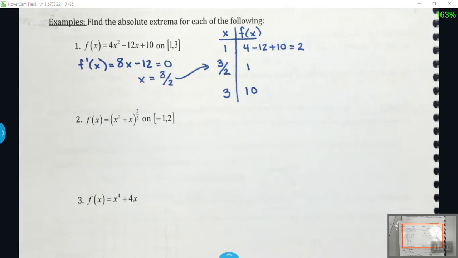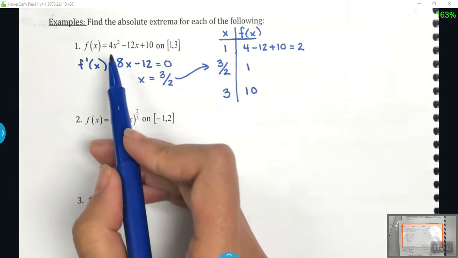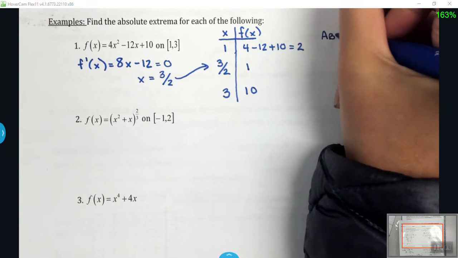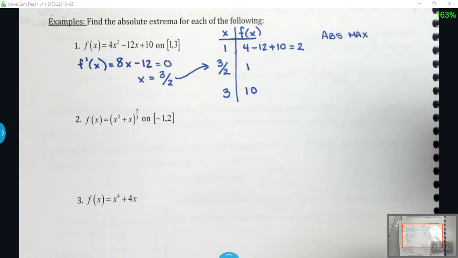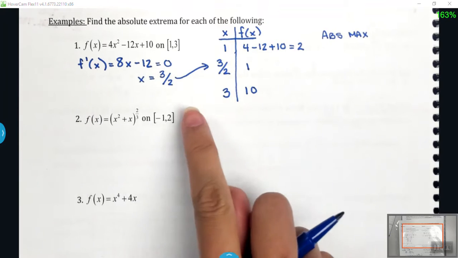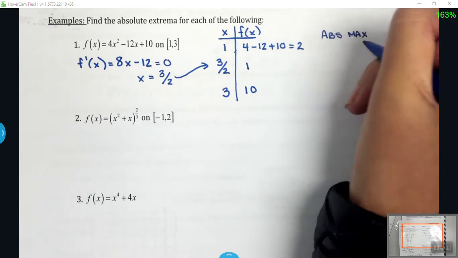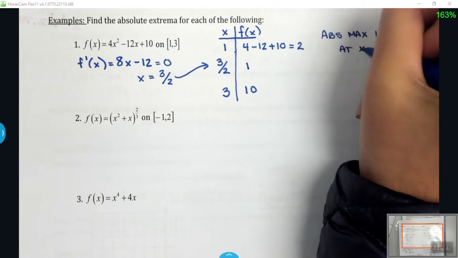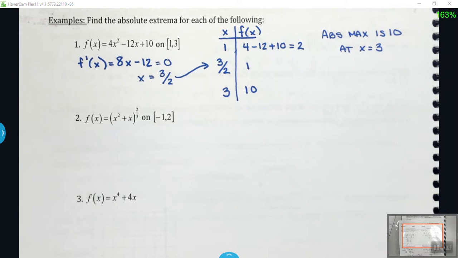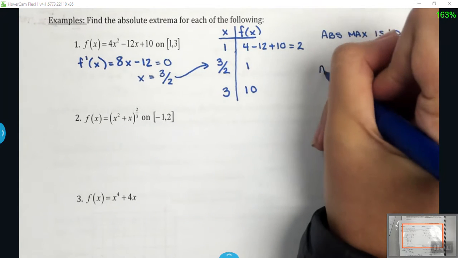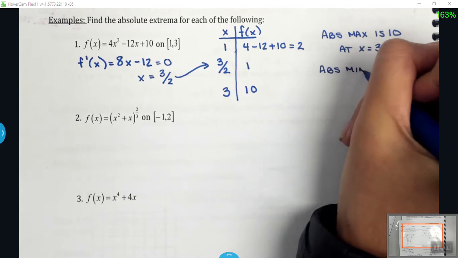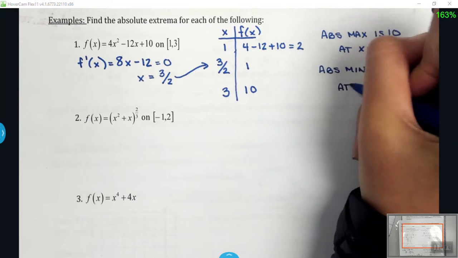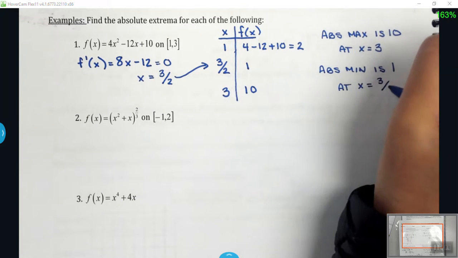Okay? So now that you have a chart and you know that this is a continuous function, then we can say that I have an absolute max where? At 3. The absolute max is 10 at x equals 3, or if you want to do the ordered pair, you can do the ordered pair too. And we have an absolute min is 1, at x equals 3/2. Okay?